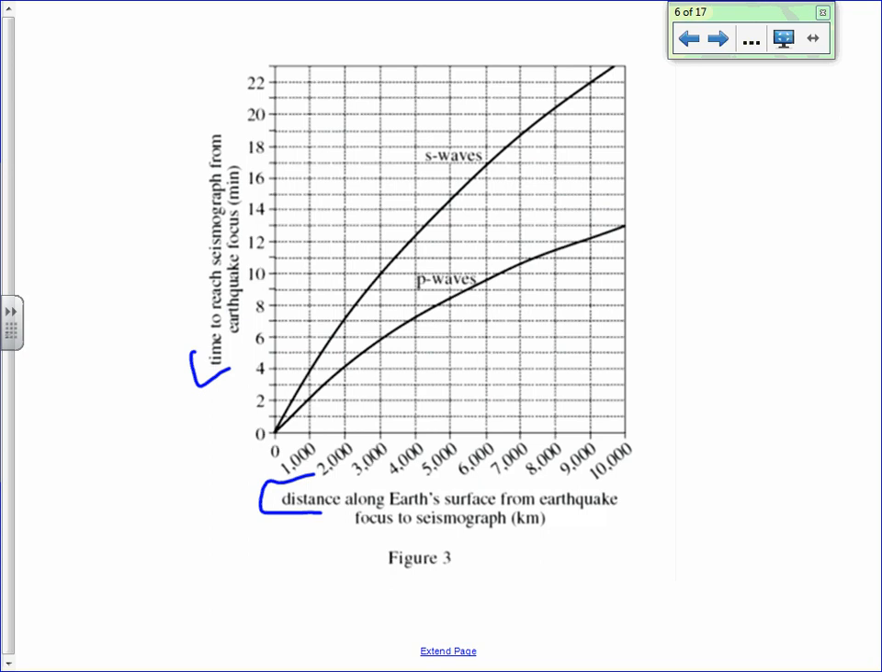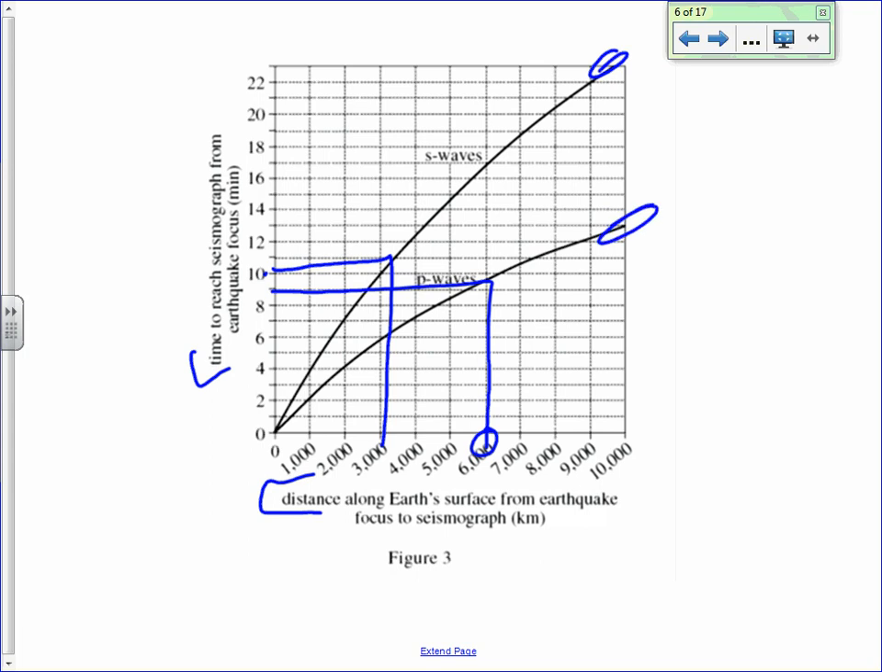If you knew how long the wave took, you could start with the time and find a distance. Or if you knew how far the wave traveled, you could start with the distance and find how long it would take. That's the beauty of this graph. And you can do it for either type of wave. You can do it for S waves, which is this line, or P waves, which is this line.